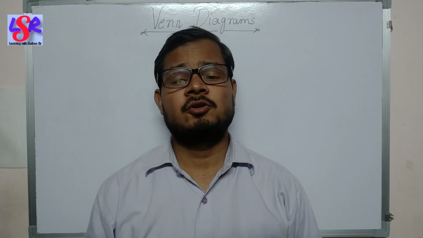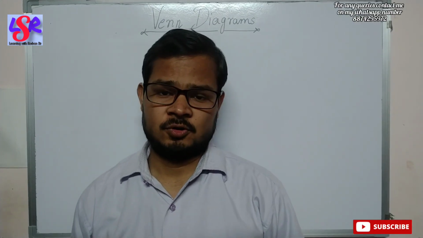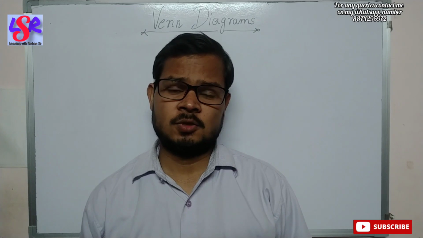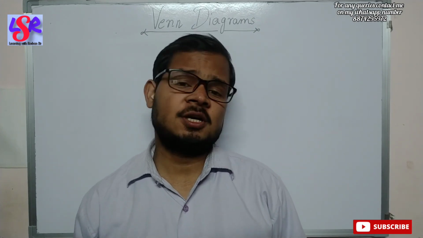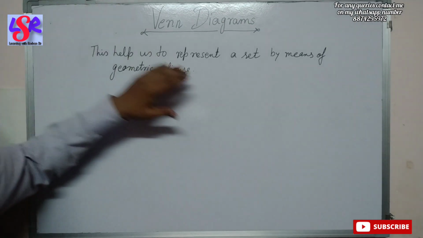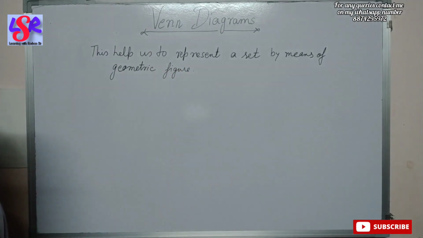Hello everyone, here we are going to start with a topic, Venn diagram. So very first of all, what is a Venn diagram? A Venn diagram is a geometrical way of representing any set. The Venn diagram helps us to represent a set by means of a geometric figure.